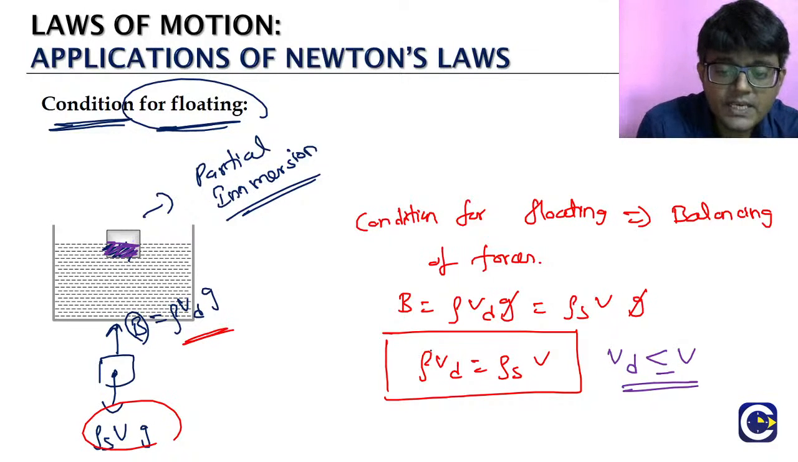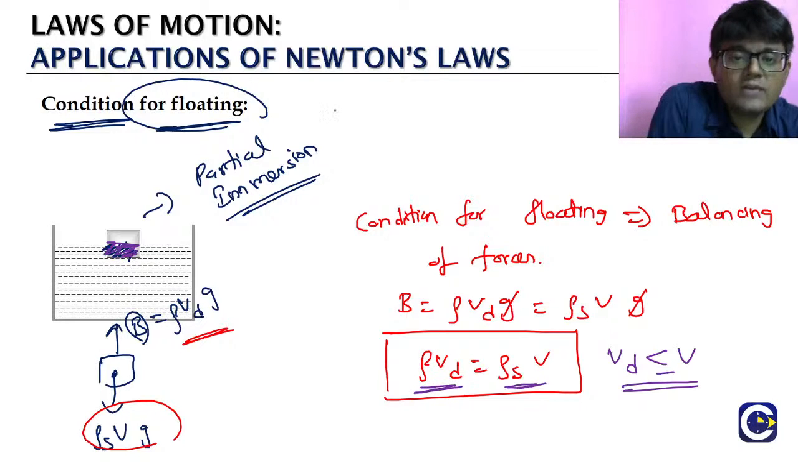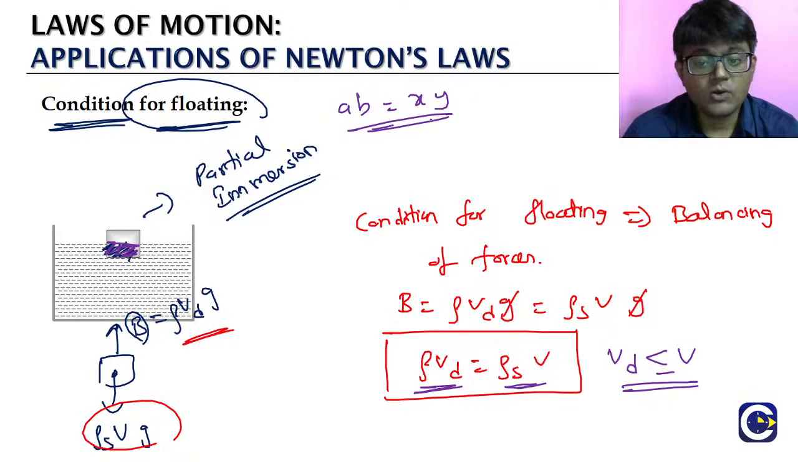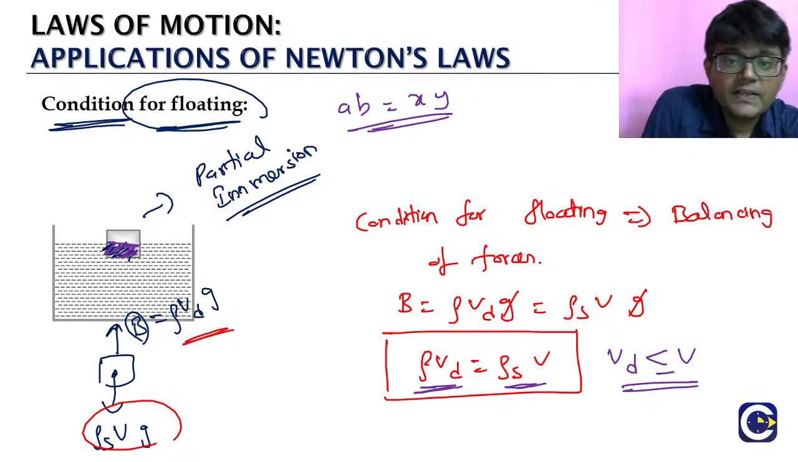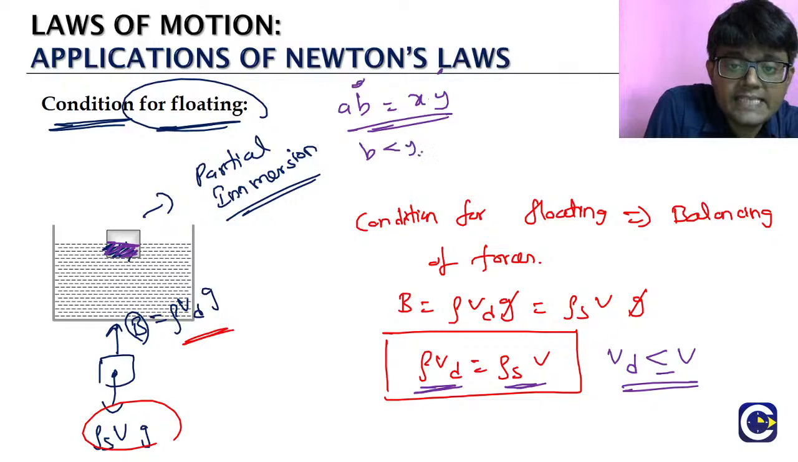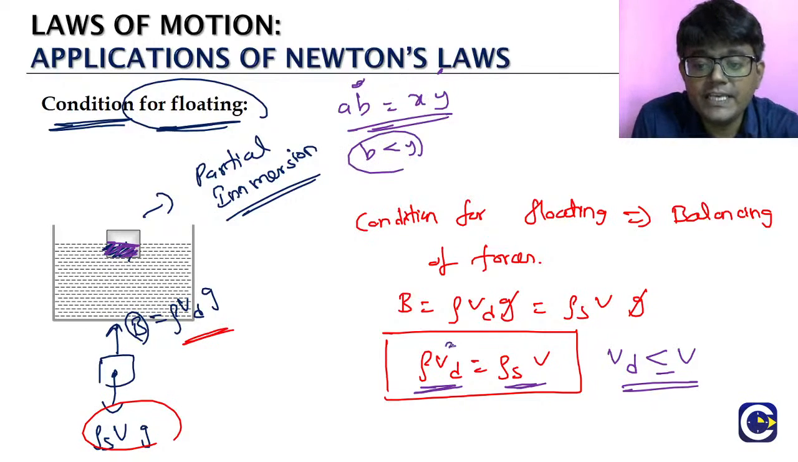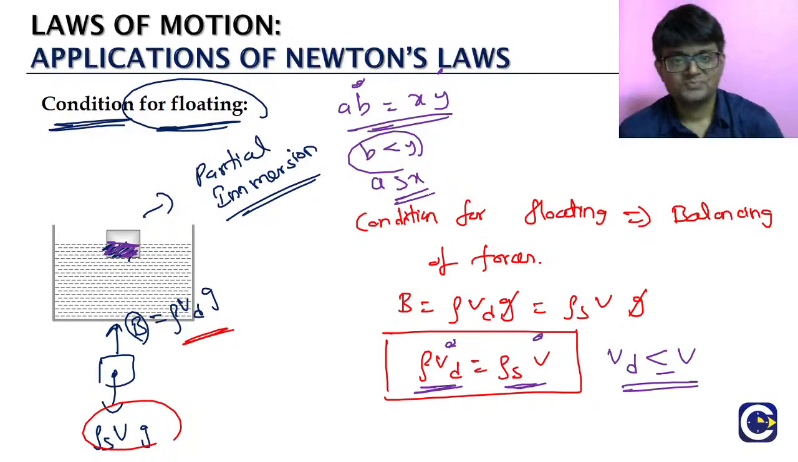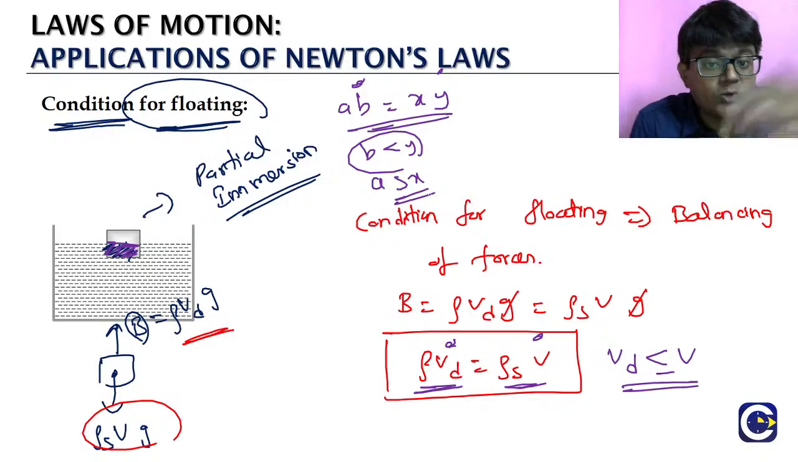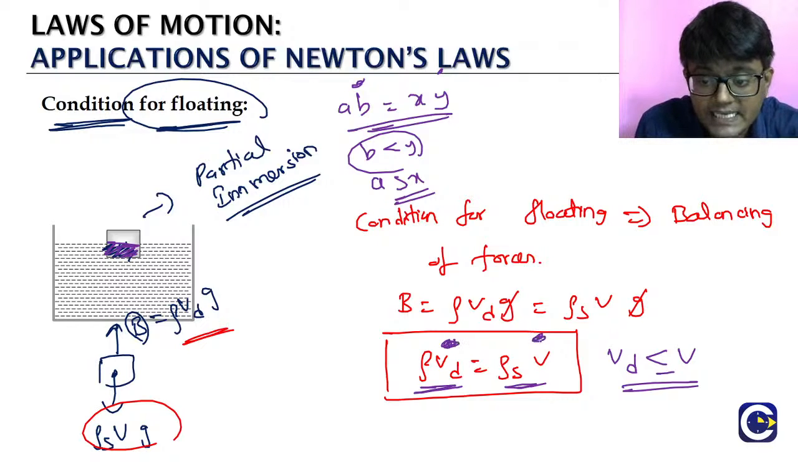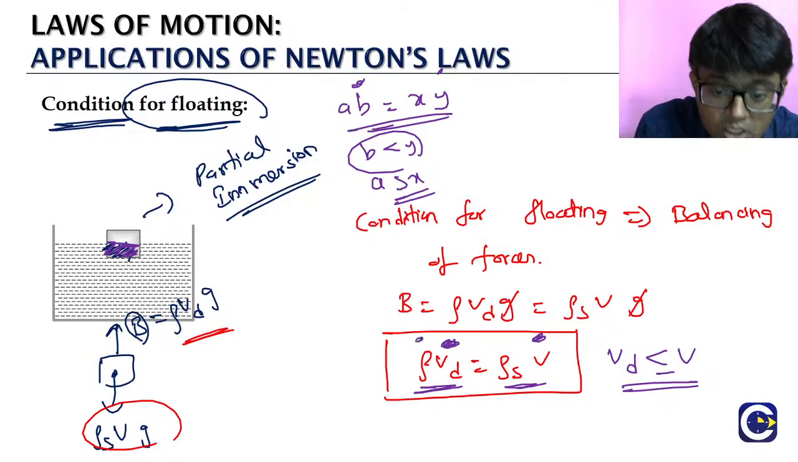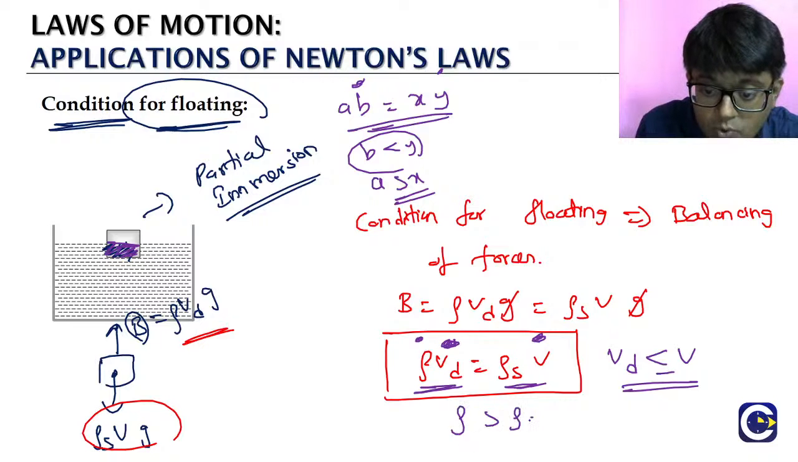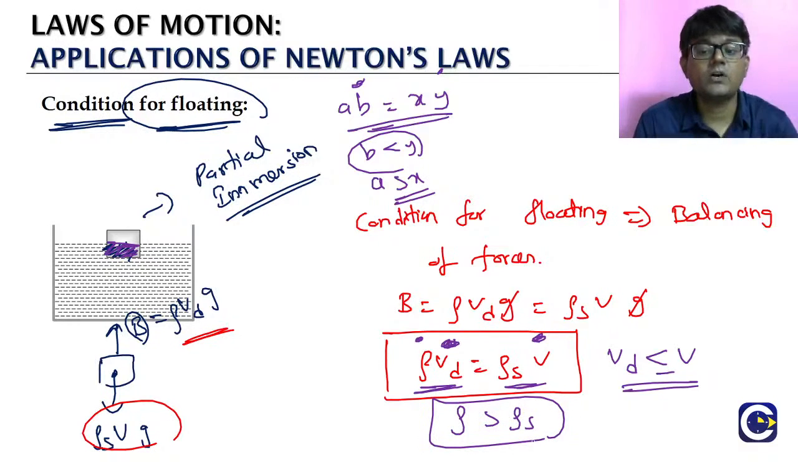Now remember this. It's like A into B is equal to X into Y. Now if B is less than Y, that means Vd is less than V, then A must be more than X. Then only A into B will be equal to X into Y. Correct or not? So here, Vd is less than V means the rho value should be more than rho S. This is what we call the condition for floating.